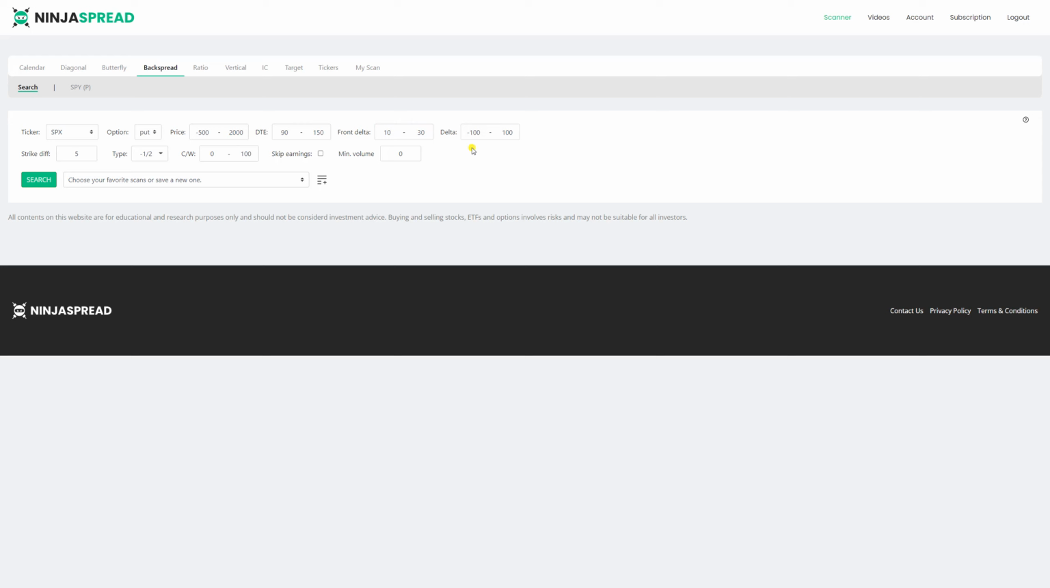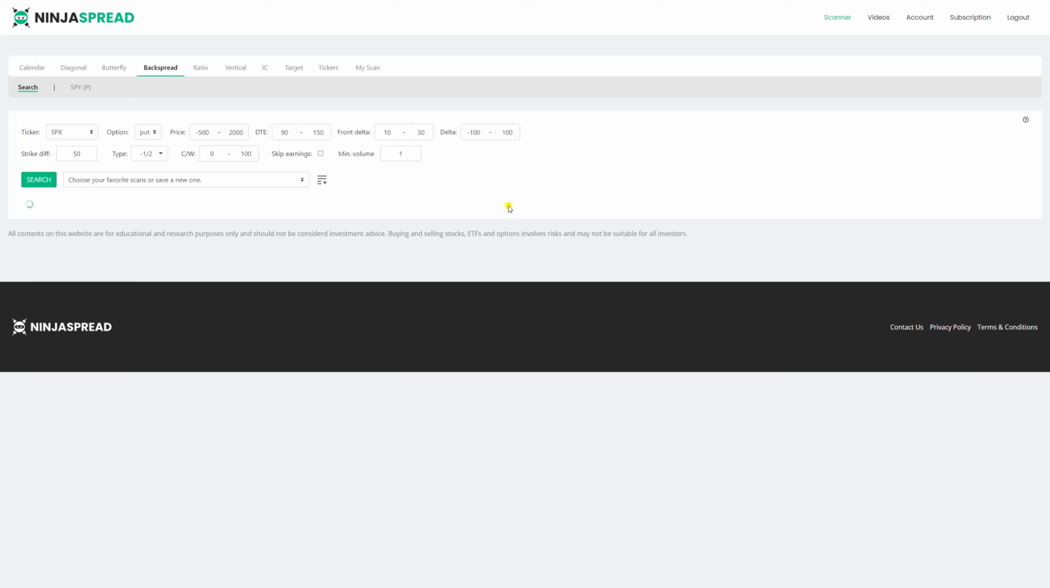I leave cumulative delta as it is right now, and for strike difference, let's check 50 as a strike difference in SPX. And there are different types of back spreads, put backspread: -1 to 2, -2 to 3, and -3 to 5. Right now, let's start with the standard one, which is -1 to 2. Leave it like the default and try it with these settings.